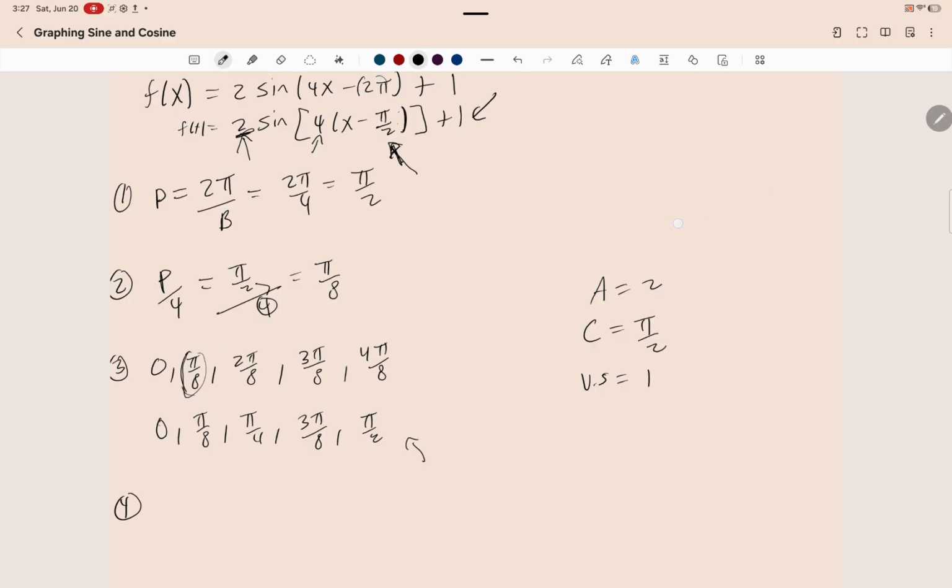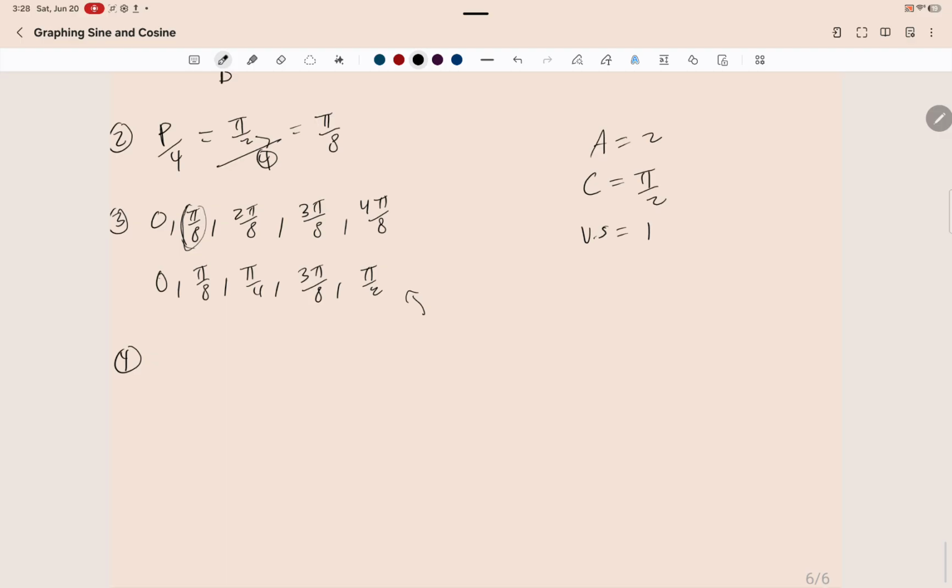But I don't like doing it there. I just say, hey, just factor it, so that right off the bat, you could just spot it. You could just get it. Cool. So anyways, our phase shift is pi over 2. So remember, starting from the values found in step 3, we're going to add it. So it's going to be 0 plus pi over 2, pi over 8 plus pi over 2, pi over 4 plus what? Pi over 2, 3 pi over 8 plus pi over 2, and pi over 2 plus what? Pi over 2.